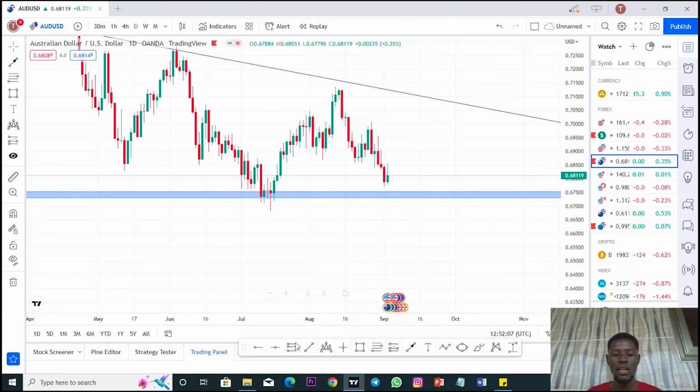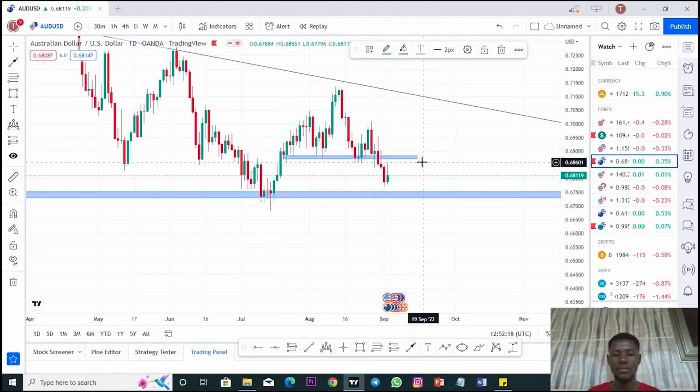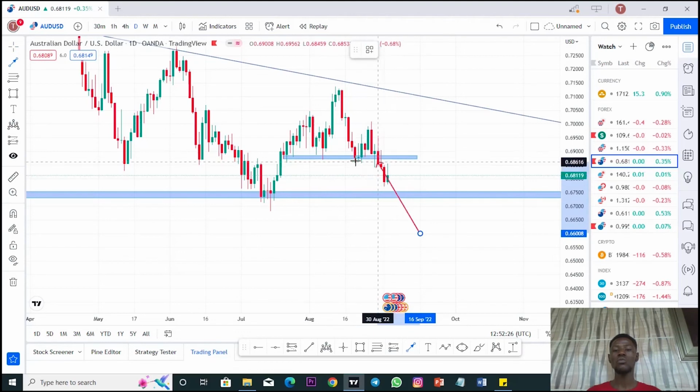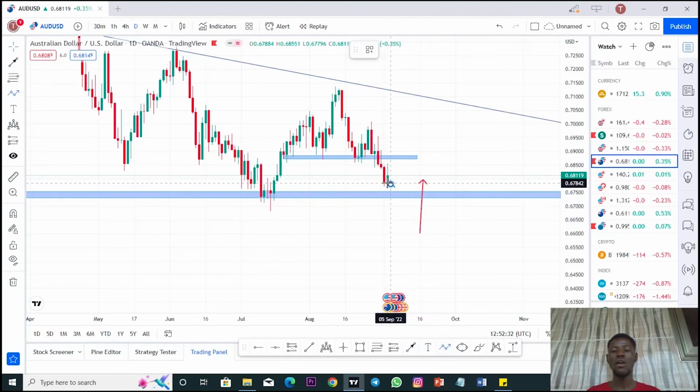So here is our neckline, here is our neckline. Very nicely, let me use the support zone. Here's our neckline very nicely. So you can anticipate what we are waiting for. You can clearly anticipate here for what we are waiting for here. We are basically waiting for a retest here before we enter our position.